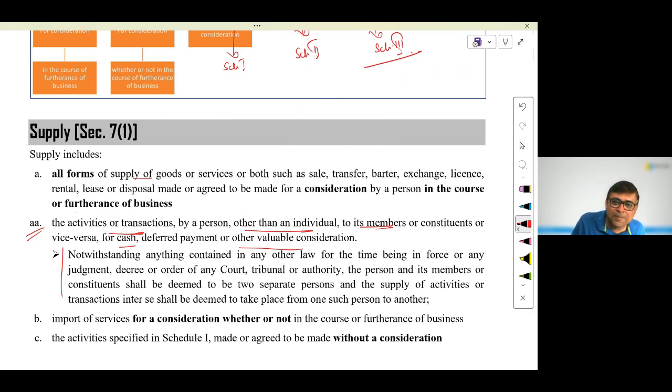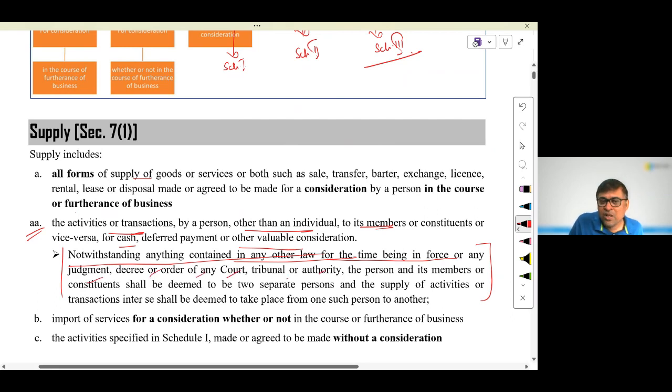Moreover, this explanation suggests that notwithstanding anything contained in any other law for the time being in force, that means any judgment, decree or order of any court, tribunal or authority, the club and its member shall be deemed to be two separate persons, and the activities between these two separate persons are treated as supply. Clear?